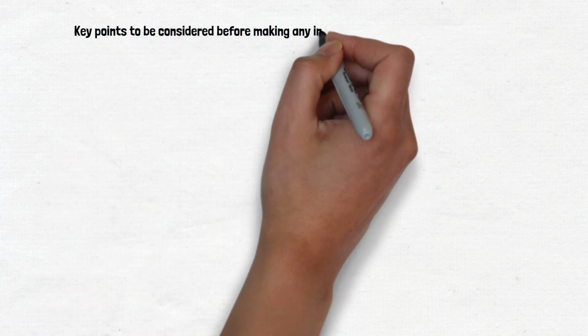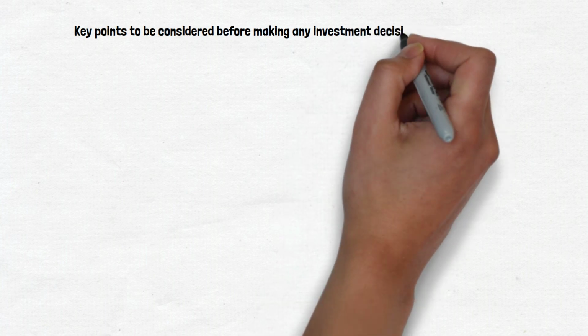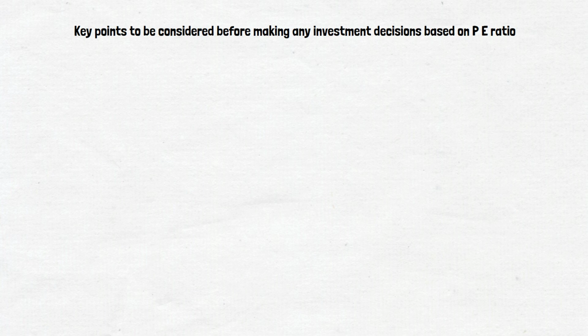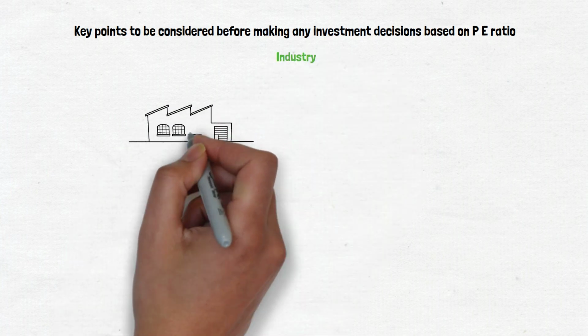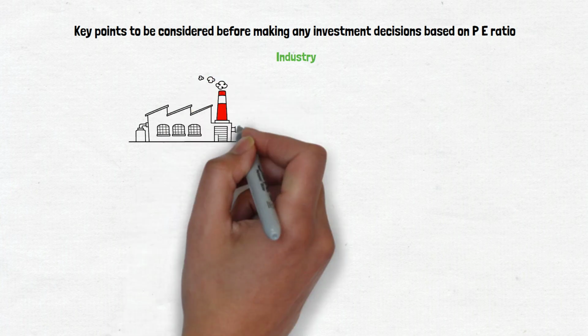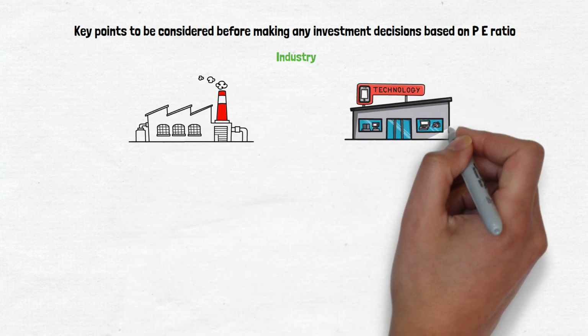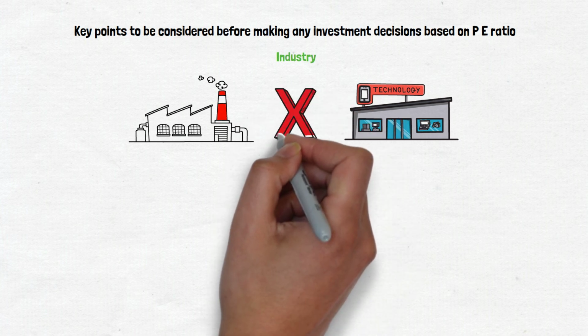Now, since we have understood the concept of PE ratio and how it can help one to understand whether a stock is priced low or high and accordingly take an investment decision, it is also important to understand a few key points before making any investment decisions based on PE ratio. Number 1. PE ratio is really only useful when comparing companies within the same industry, as different industries will have different standards when comparing the PE ratio.